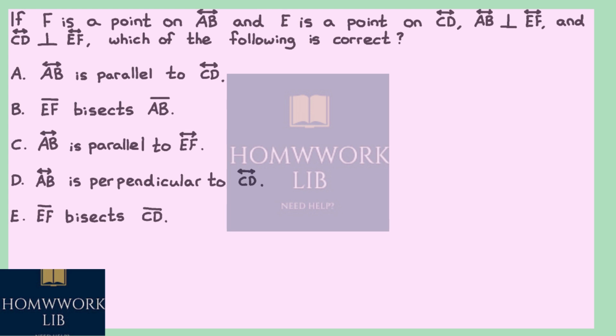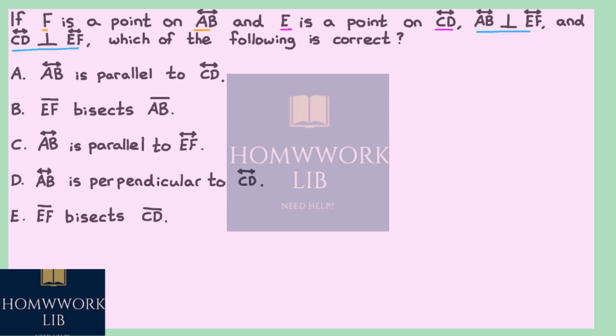Option A, the line between A and B is parallel to the line between C and D. Option B, line segment EF bisects line segment AB. Option C, the line between A and B is parallel to the line between E and F. Option D, the line between A and B is perpendicular to the line between C and D. Or is it option E, line segment EF bisects line segment CD?